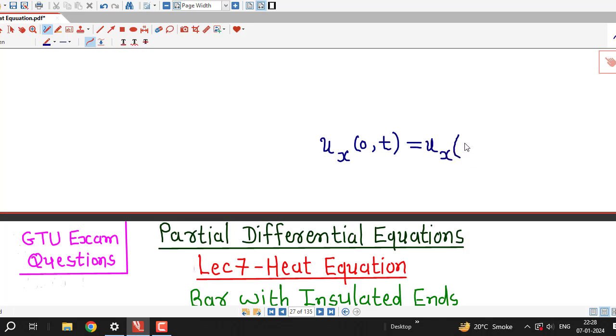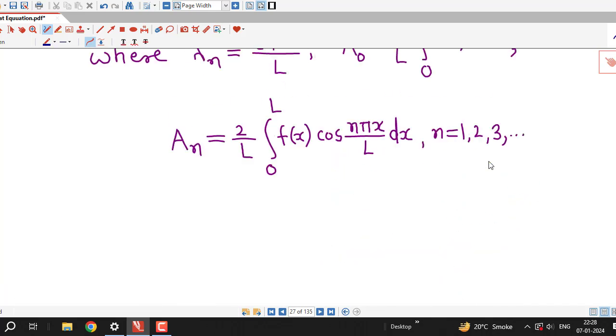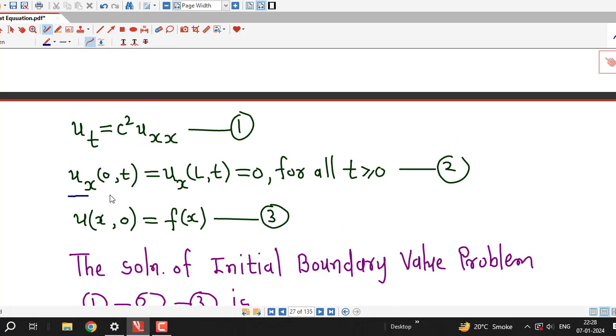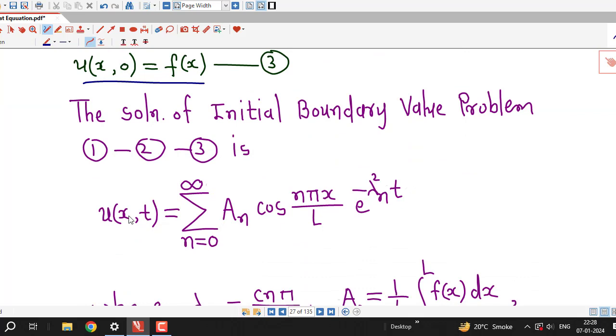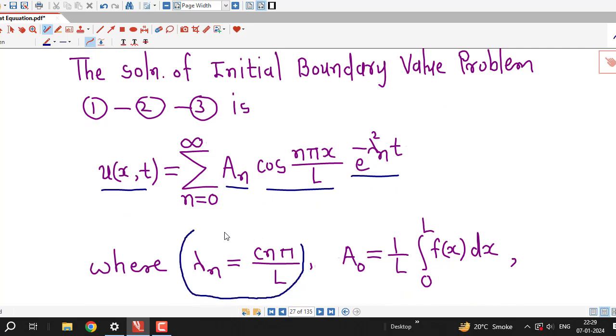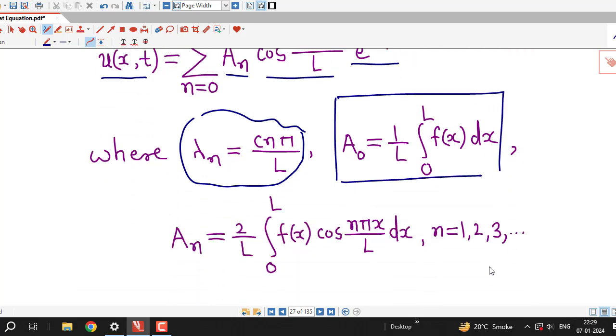If it is given that ends of the bar are insulated, then we know that temperature gradient, that is del U by del X, is 0 at all those values of X which lie between 0 and L. So we have seen in the earlier lecture that the solution of heat equation with this type of boundary conditions and this initial condition is given by u(x,t) equal to sigma an cos n pi x over L e raised to minus lambda n square times t, where lambda n is given by c n pi over L, a0 is given by 1 by L integral 0 to L of function f(x), and an is given by 2 divided by L integral of f(x) multiplied with cos n pi x over L with respect to x from 0 to L.